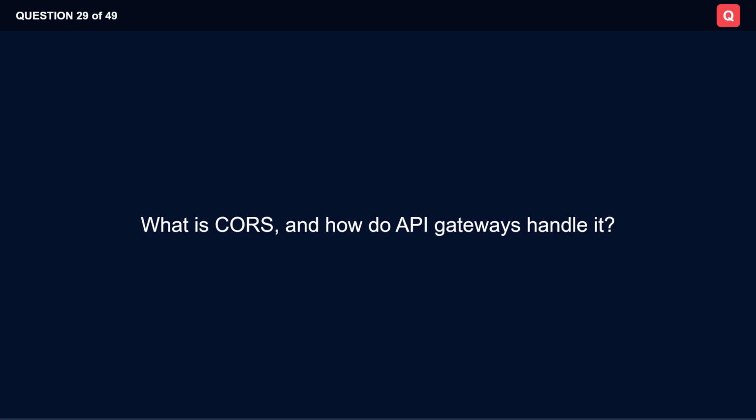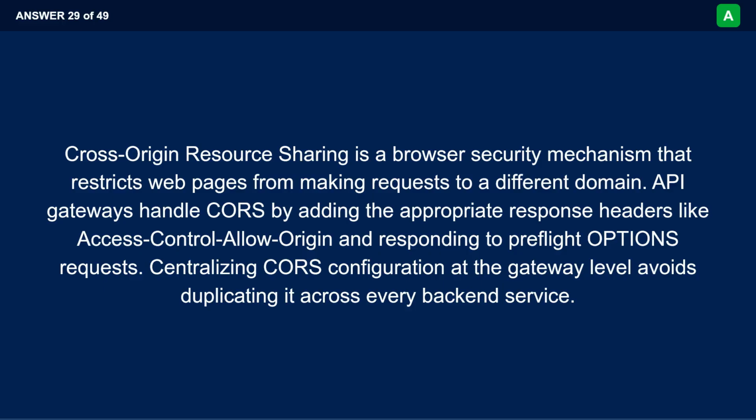What is CORS, and how do API gateways handle it? Cross-origin resource sharing is a browser security mechanism that restricts web pages from making requests to a different domain. API gateways handle CORS by adding the appropriate response headers like Access-Control-Allow-Origin and responding to preflight OPTIONS requests. Centralizing CORS configuration at the gateway level avoids duplicating it across every backend service.